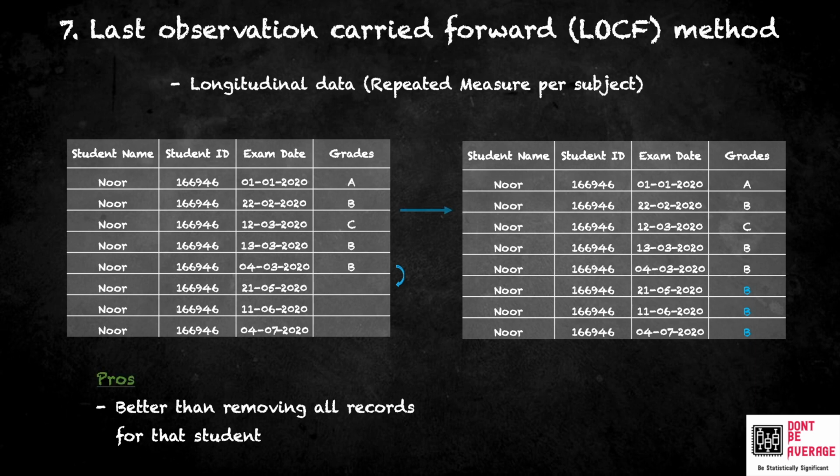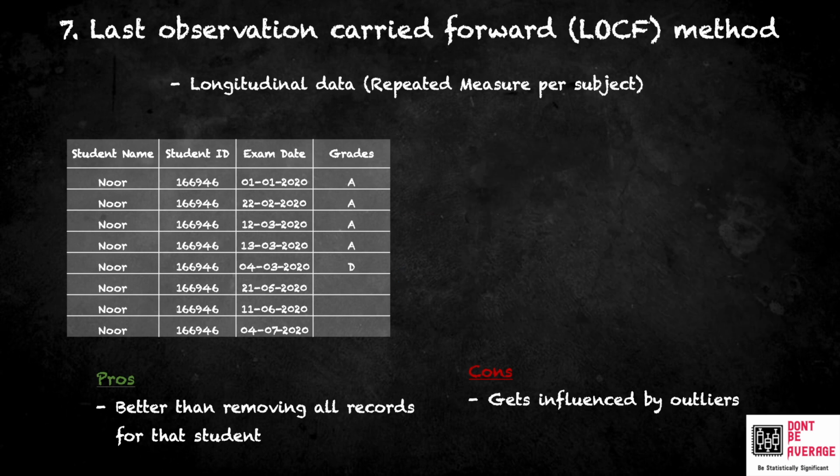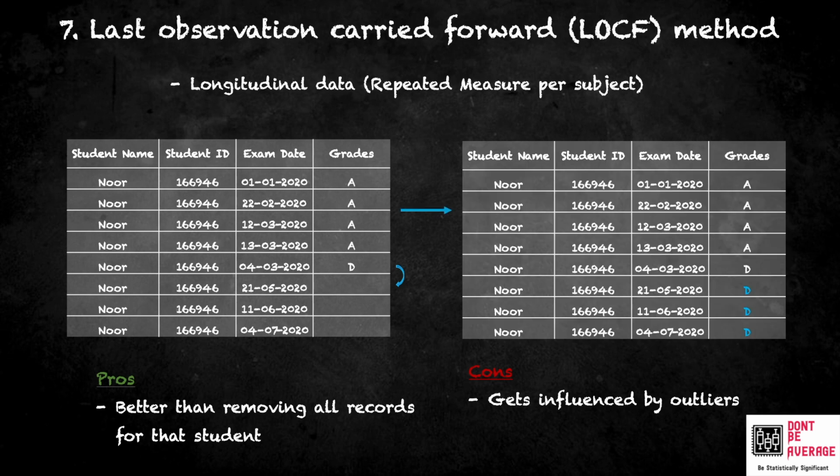This is better than removing all records for that student, of course. And the problem is it gets influenced by outliers. I'm going to show how that happens. Like in this example, we can see that the student got A grades throughout, but in the latest exam, somehow she got a D grade, which is kind of an outlier. But if we try to apply the LOCF method, even though she has got A throughout, she is a good performer, just because in the latest exam she has got D, that is what is going to move forward. That is what is going to be imputed throughout for all the missing values.